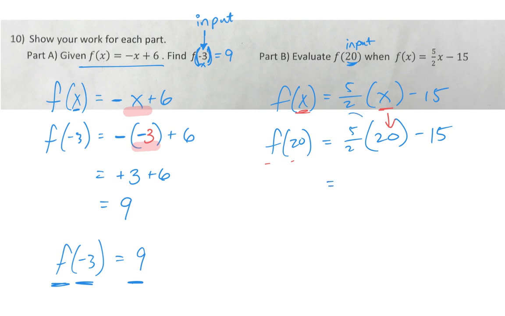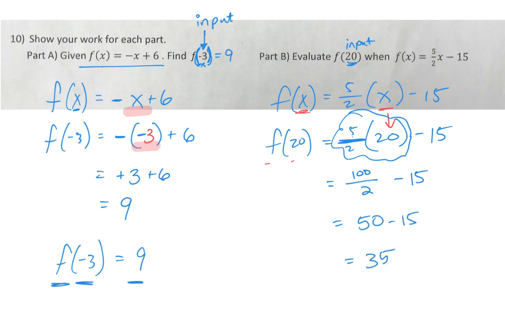now when I do the math here, I'm doing 5 times 20. 5 times 20 is 100, and I'm dividing by 2. 100 divided by 2 is 50. Minus 15 makes 35. So I could say that f of 20 equals 35, which means when the f function has an input of 20, the output is 35. So f of 20 equals 35.